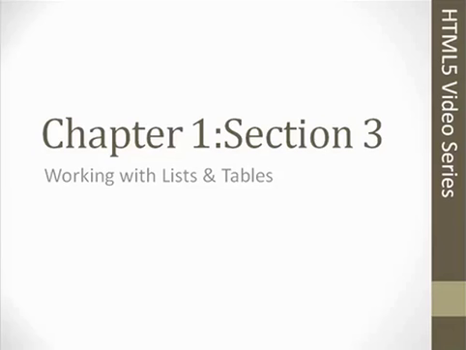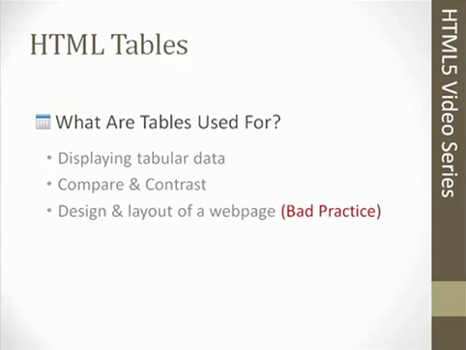Welcome to Section 3. In Section 3 we're going to be talking about lists and tables. So what are HTML tables? Tables are very similar to an Excel or other spreadsheet type of document. Tables are a great way to organize data into a tabular form. Tables help you see and process a great deal of information in a summary that's readable and efficient.